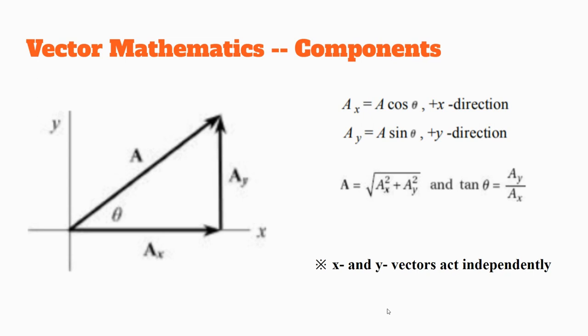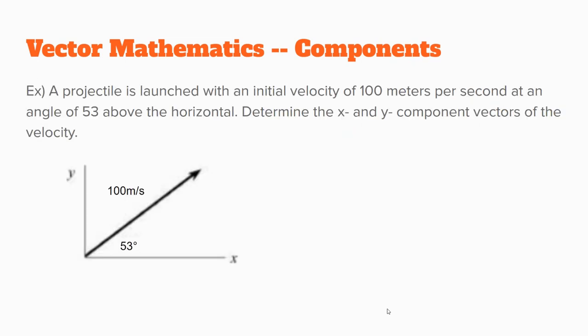On the other hand, we can also find the vector A by using Ax and Ay. And tangent theta is also Ay divided by Ax. And you have to remember that the x and y vectors act independently, so they do not affect each other. So let's get an example.